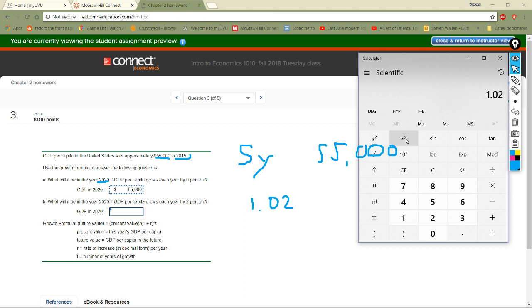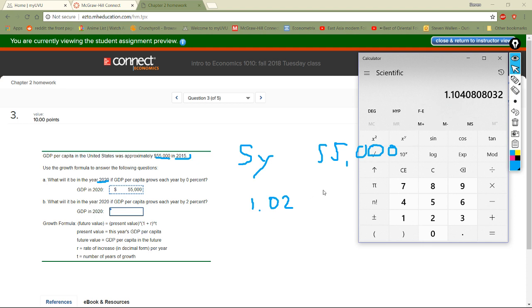And I'm going to use this feature over here, x to the y. That's how many times I want to raise it by. It gives you a little caret symbol here. So it's going to times itself, because it's going to be multiplying itself several times over. Each year it's going to go 1.02, 1.02, 1.02, 1.02, 1.02. It's going to do that 5 times, because we're doing it for 5 years. So our real rate is 1.104. That's our real rate, okay?